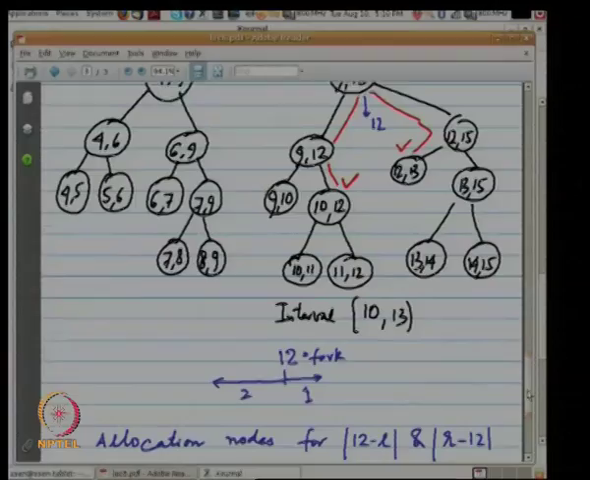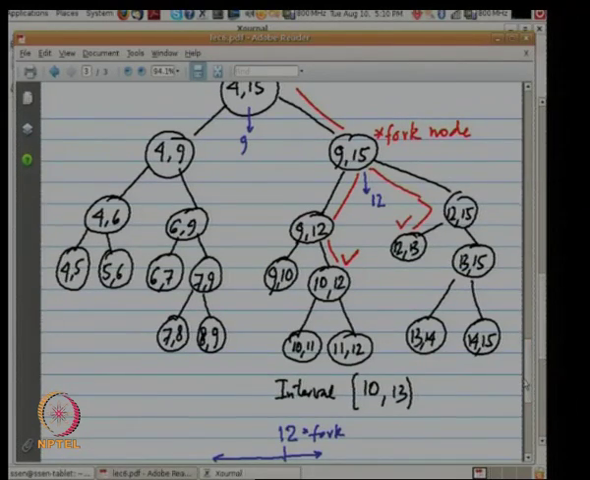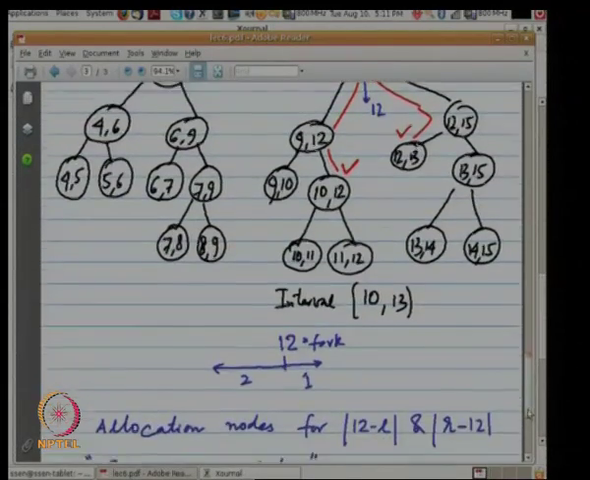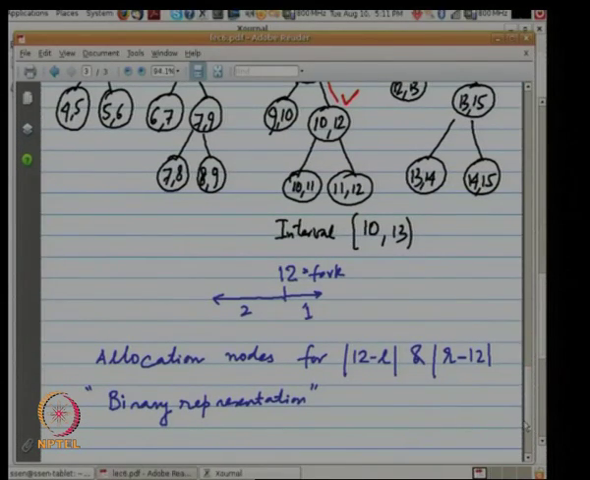So at the fork node, for every node there is a splitting value. For the node 9, 15, all the values less than 12 are on the left hand side and all the values greater than 12 are on the right hand side. Since the interval splits into 2 parts, the left interval is L comma 12, and the right interval is 12 comma R. So we have to find allocation nodes in the left subtree for the length 12 minus L, and in the right subtree for the length R minus 12, correct?